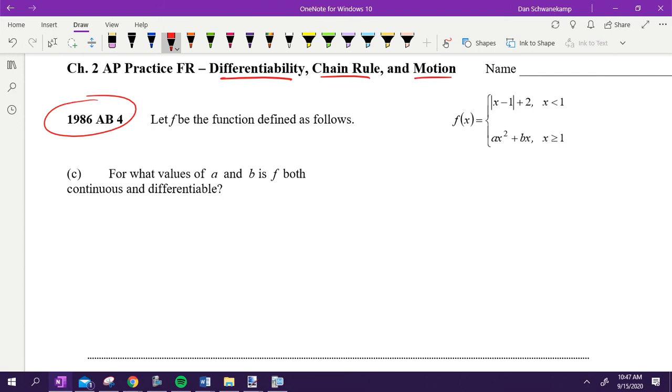I really like it, but it's set in 1986, and they give you an absolute value, and it's not something that I necessarily want to do right this second. It's not bad. It's easy. If they give you absolute value, find the slope. It's either 1 or -1. But let's do the same question in a little bit more modern version. So let's jump to the second one.